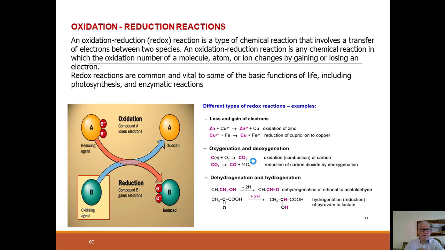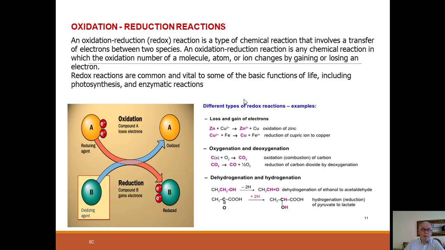Before starting this lecture, I would like to give a little bit of information about oxidation and reduction reactions. Oxidation-reduction reactions are a type of chemical reaction that involves a transfer of electrons between two species. And we have a lot of different types of oxidation and reduction reactions in our cells during metabolic processes.